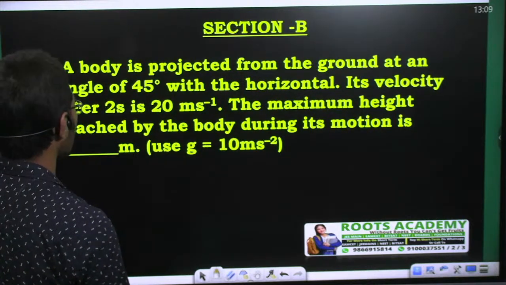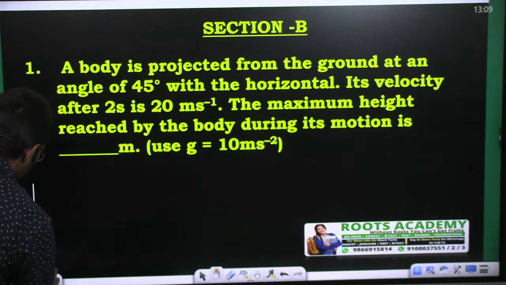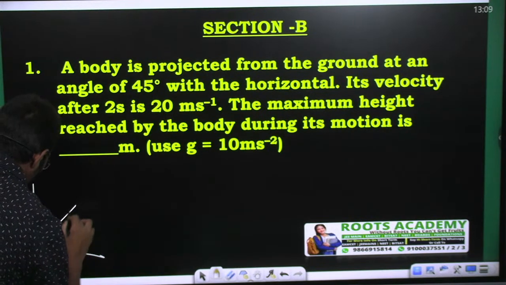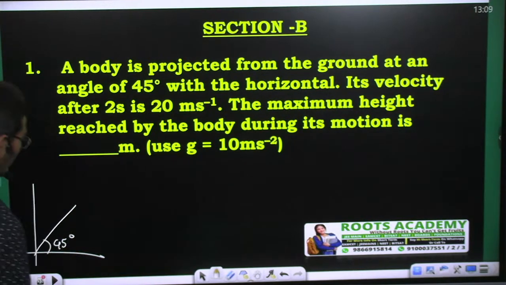So let's move to the next question. Okay, so we are done with multiple choice questions. Now it's fill in the blanks. A body is projected from the ground at an angle of 45 degrees with the horizontal. We don't have any options available, so no guessing or checking the options. We need to know the subject to solve such questions.